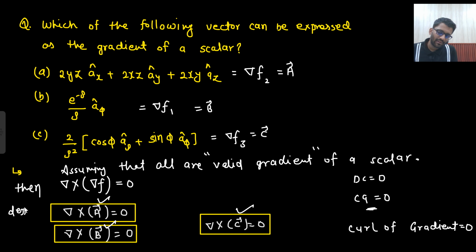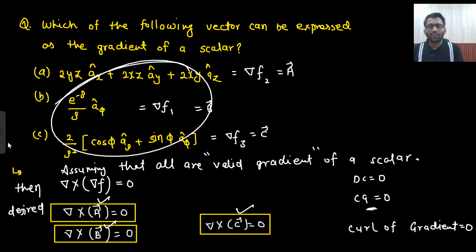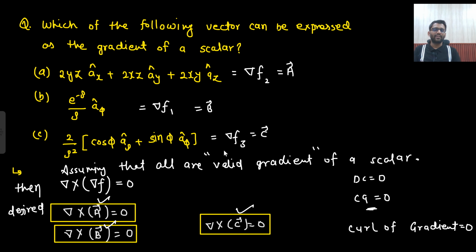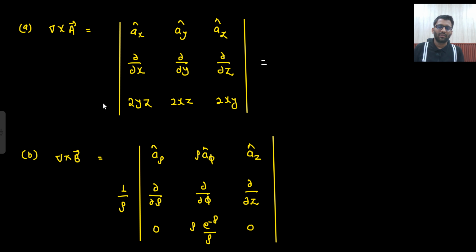Desired. So now I just need to calculate the curl of these values. So just calculate the curl of these values: a_x cap, a_y cap, a_z cap, del by del x, del by del y, del by del z, 2yz, 2xz, 2xy. So this is what I need to write. Now I just need to calculate it. So what am I going to get?